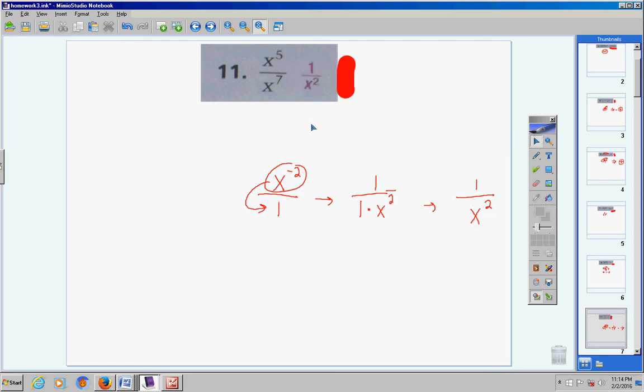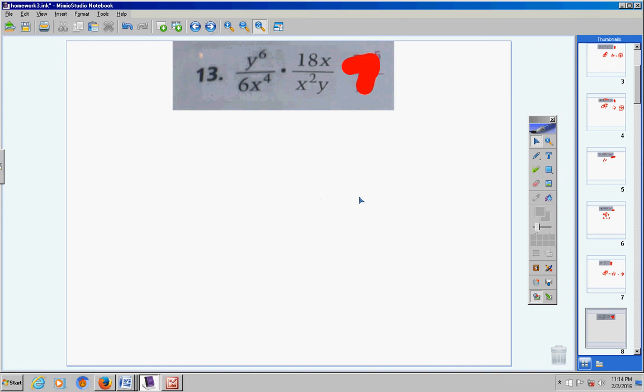Alright, moving on to number 13. Okay, a little more complex. Now we're going to mix in multiplying and dividing, okay, which will be good for us. Now, we have a fraction times a fraction. So top times the top, right? I have a 1 right here. So 1 times 18 is 18. Y to the 6th, there's no y over here. X, there's no x over here, so there we go.